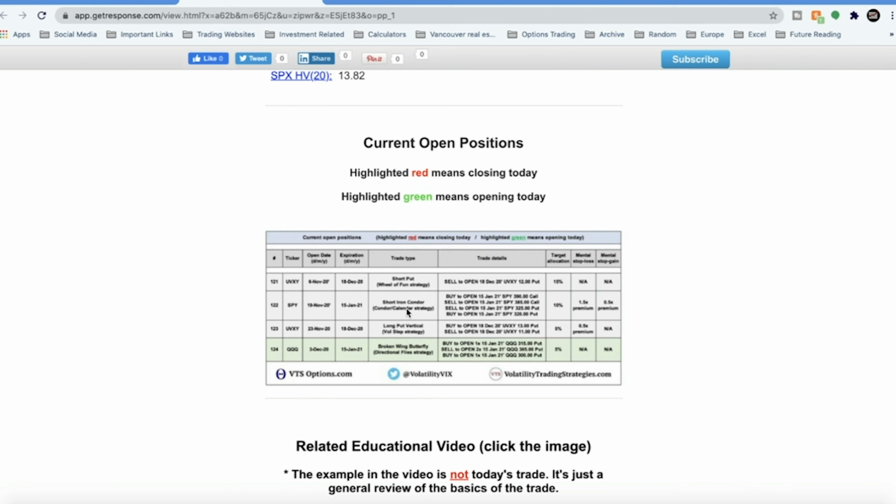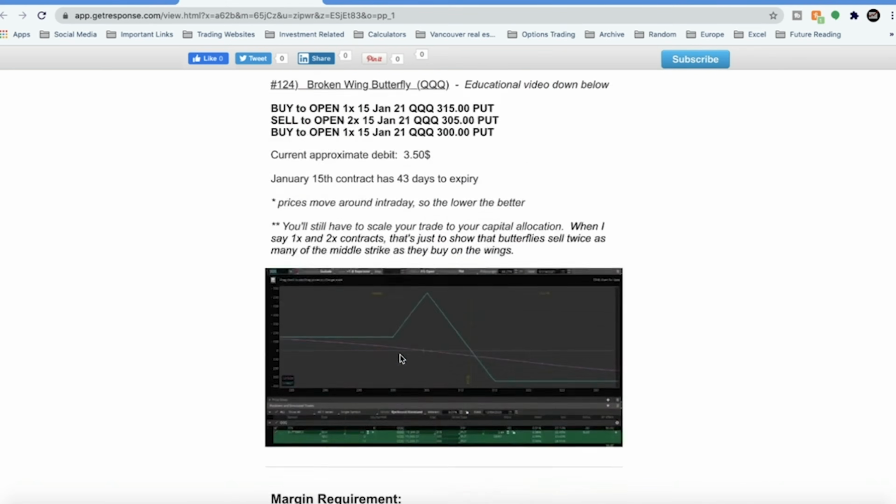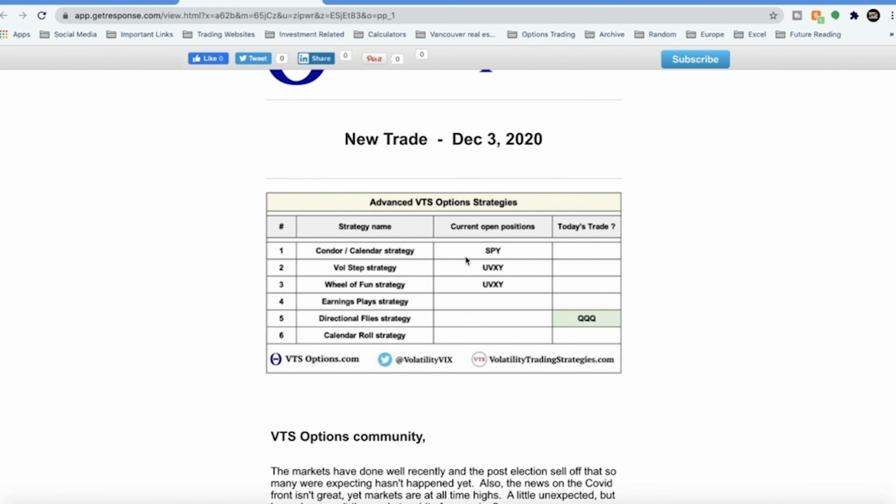We've got an iron condor opened, fairly self-explanatory, market neutral trade there. And then we've got a long put vertical. This is part of the vol step strategy, where we are again trying to see the UVXY go down over time and profit from that. And now today we have a directional flies position as well. So if we go back to the very top, we can see those here, our iron condor, our vol step, wheel of fun.